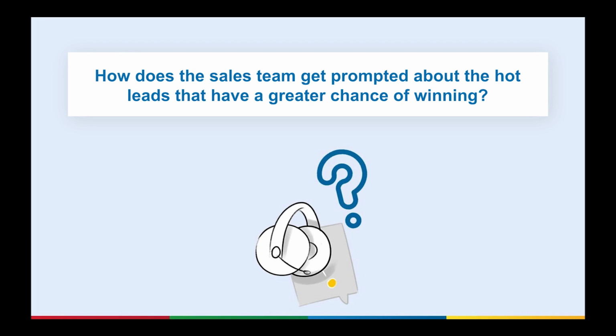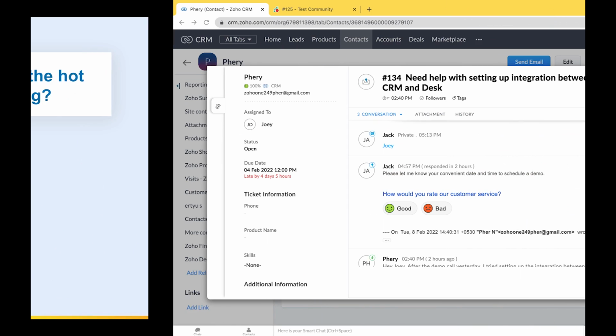Let's assume Ferry has some issues with the solution he bought, and as Jack is in constant touch, Ferry writes to Jack describing the issue. Now Jack needs to inform Joey, the support agent, regarding the issue to check out. For this, Jack can directly create a ticket from CRM. He tags Joey and asks for his immediate attention.